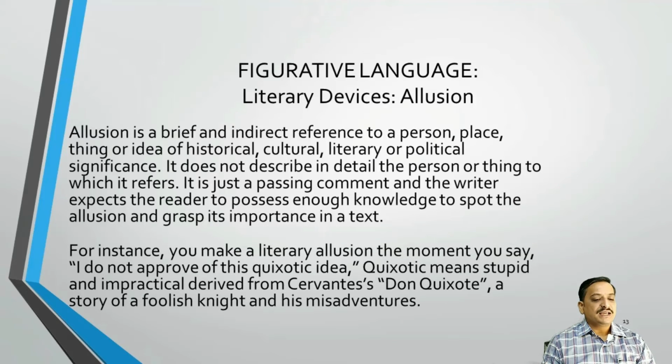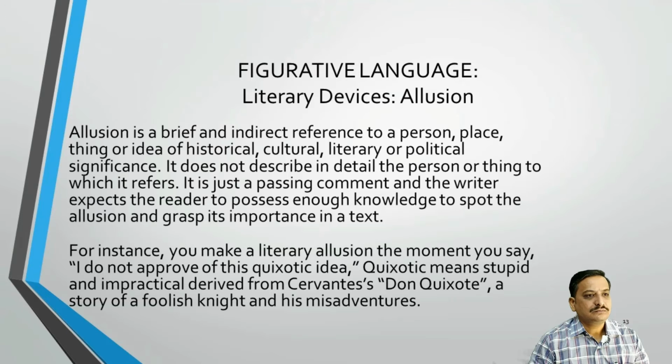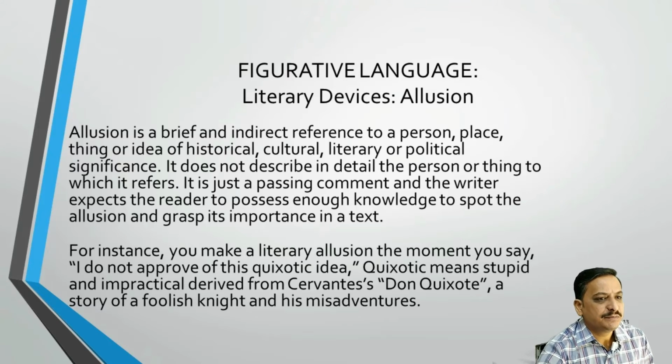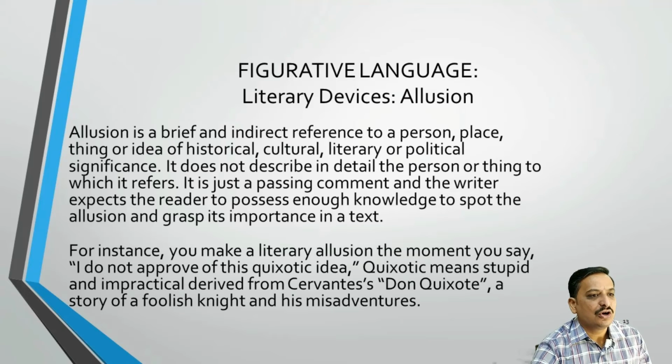Now we'll move on to the next literary device, which is allusion. Allusion is a brief and indirect reference to a person, place, thing or idea of historical, cultural, literary, or political significance. It does not describe in detail the person or thing to which it refers. It is just a passing comment, and the writer expects the reader to possess enough knowledge to spot the allusion and grasp its importance in a text.